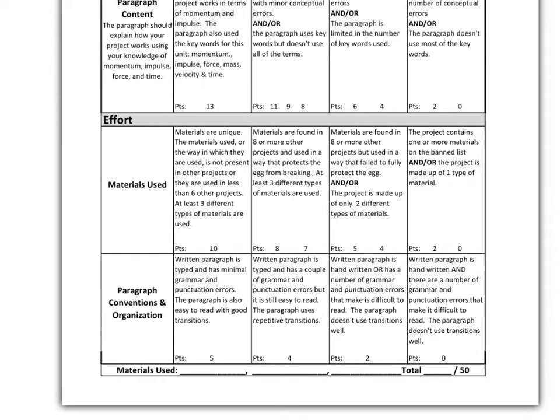If you look through those, you're going to see that if they're found in a bunch of different projects, then you're going to lose some points because they weren't unique, and you didn't think outside the box necessarily. You kind of came up with the same ideas as everybody else.